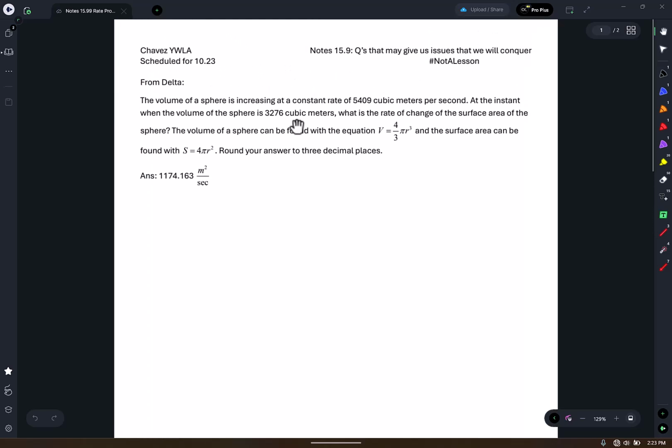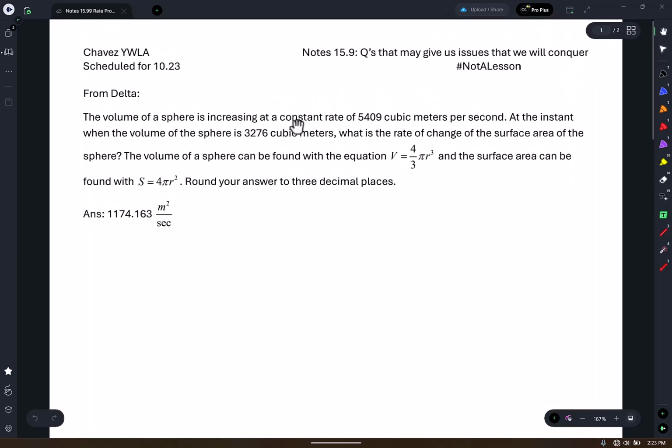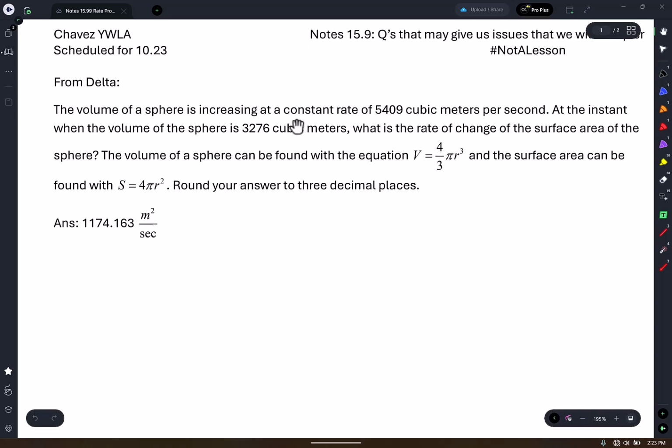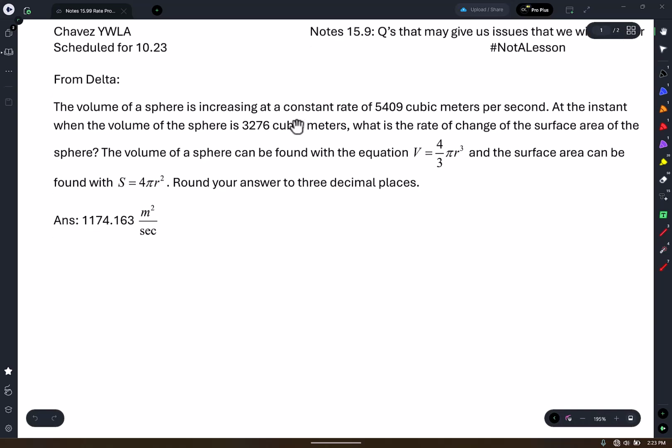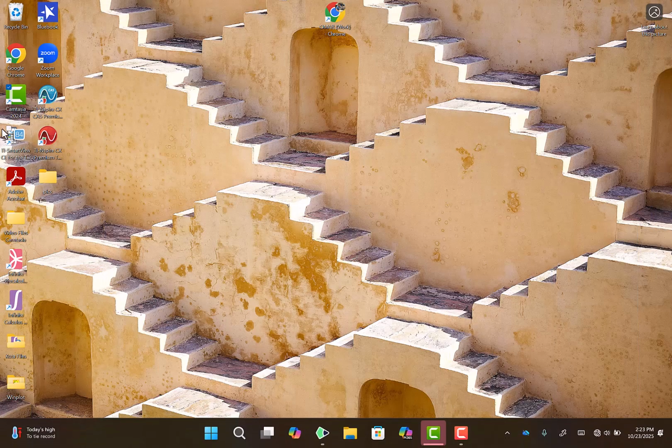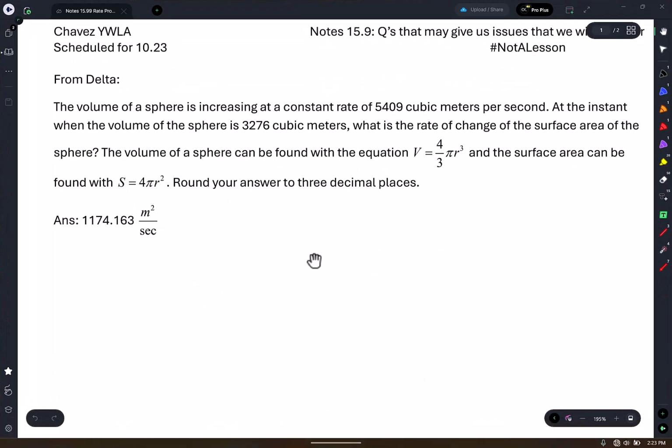Guys, these are problems that may give us issues, but we will conquer them. Hashtag not a lesson. So you're going to need a calculator. Let me get the calculator warmed up while I get this going. Okay, so here it goes. The key here is just storing values in the calculator.